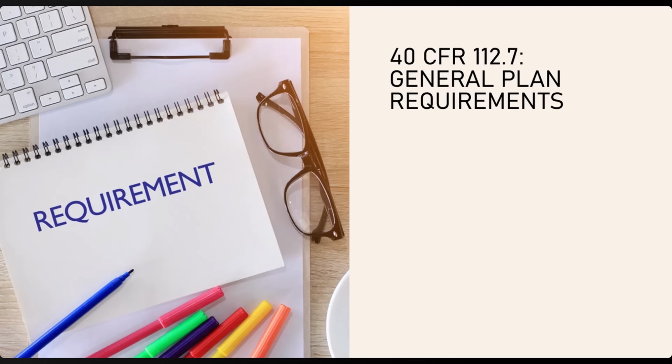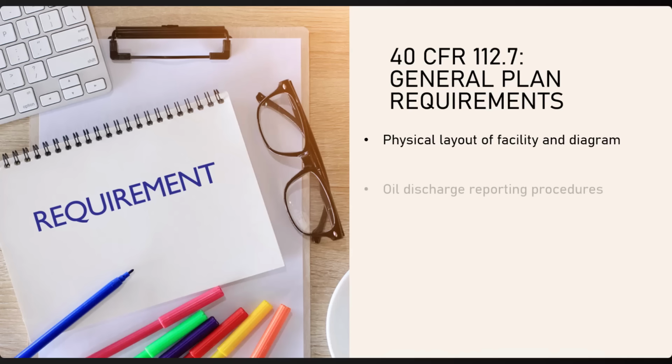A summary of required plan contents that apply to the most common type of facilities, onshore oil storage, is provided here. Please note that you must consult the rule to get the full description of what is required. The plan must include a physical layout of the facility and a facility diagram. The details of what must be included in the facility diagram are provided in 40 CFR Part 112 and are quite granular, such as identifying all regulated fixed and portable containers and piping.